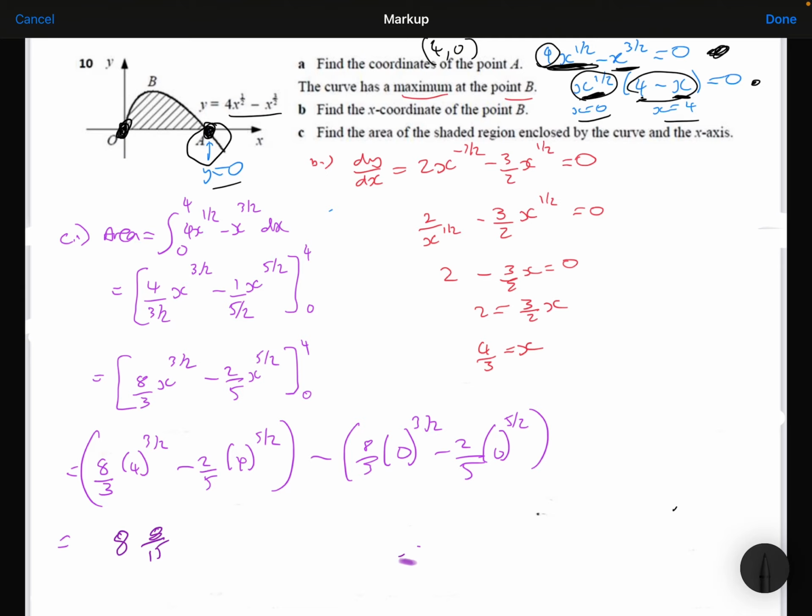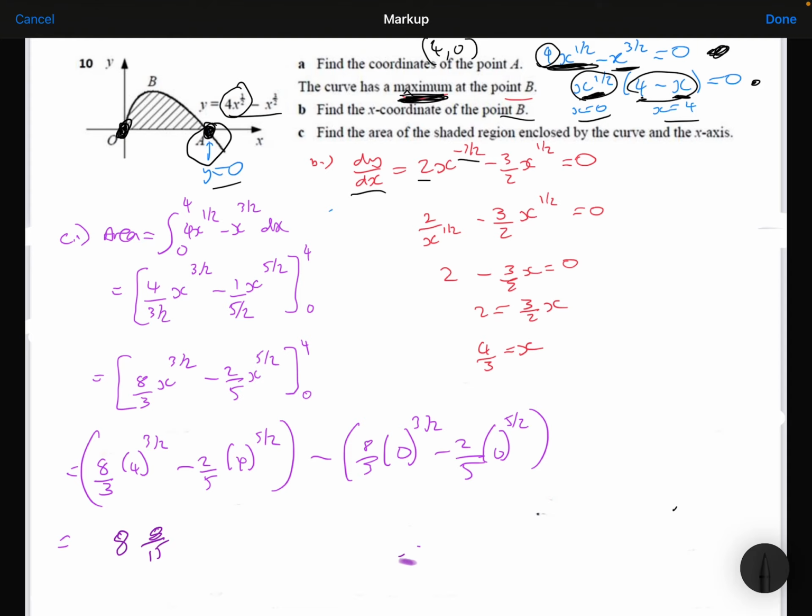Part B, we had to work out the x coordinates of point B, which was a maximum. Now I know at a maximum that the gradient is 0. So I've differentiated my original function. So differentiating the 4x to the power half means to times the 4 by a half, which gives 2. And then take 1 away from the power, so a half take away 1 is minus 1 half.